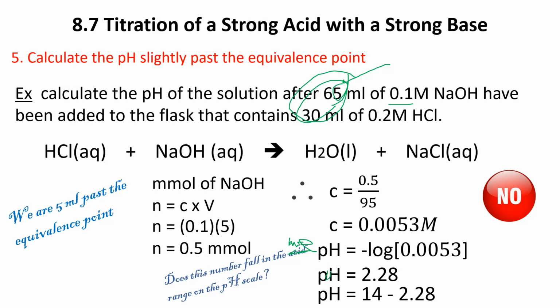We actually figured out the pOH, but whatever. We'll just subtract, and we get 11.72. That's the pH of our basic solution. Remember, it's now basic. We have more base in there than we do acid.